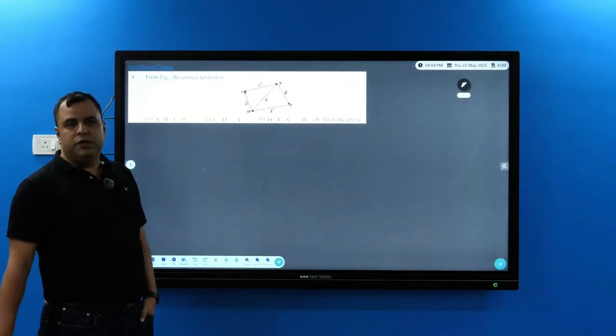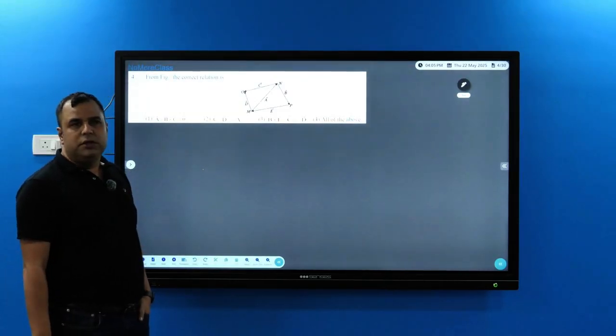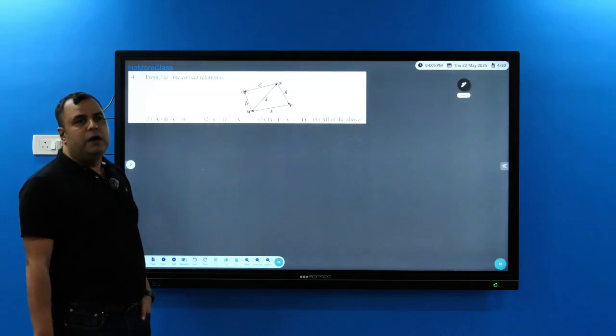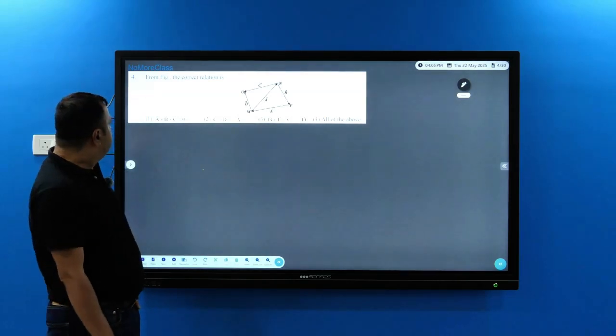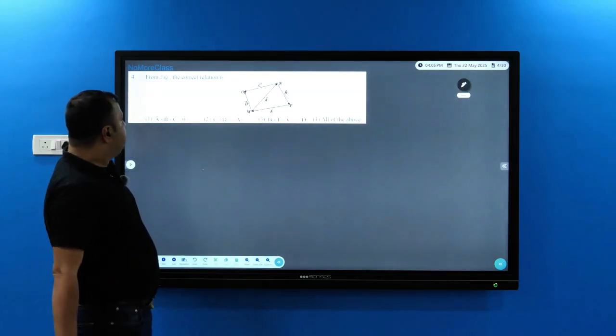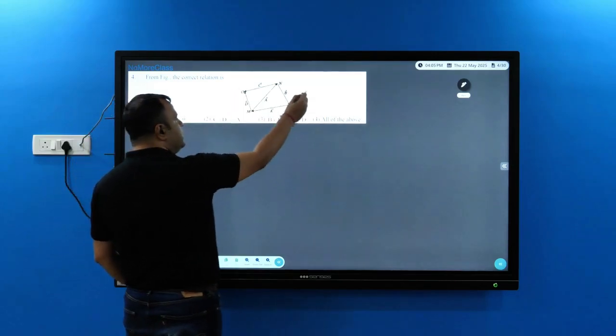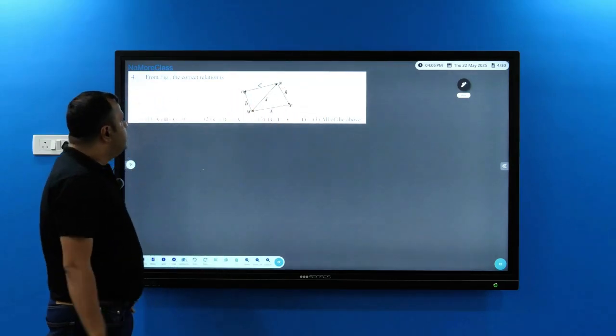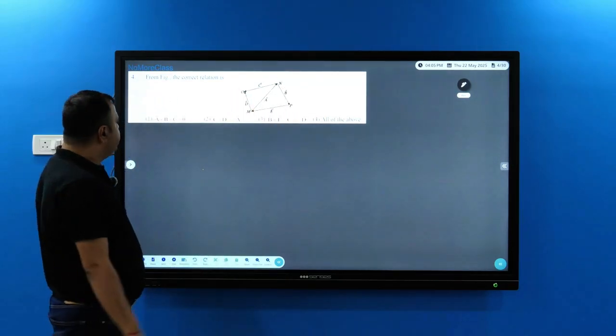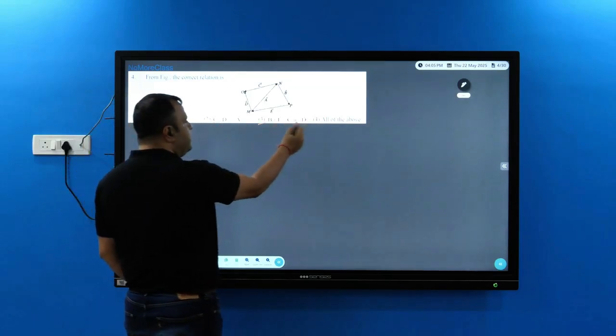This is question number 4 from Bridge Course, phase 0, from the chapter Vectors. In this question, basically a figure is given. This is the figure. And we have to check, out of these 4 options, which one is right.